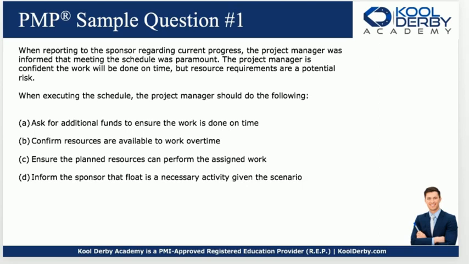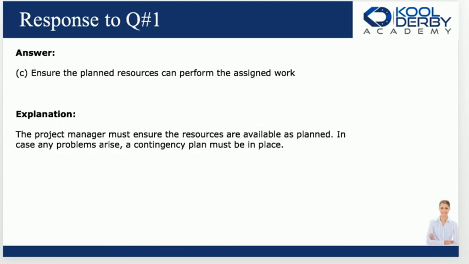That is the best thing. If not, we will have a contingency plan. So C is the answer. Ensure the planned resources can perform the assigned work. The project manager, that we as a project manager with the team, must ensure the resources are available as planned. In case any problems arise, we have a contingency plan.